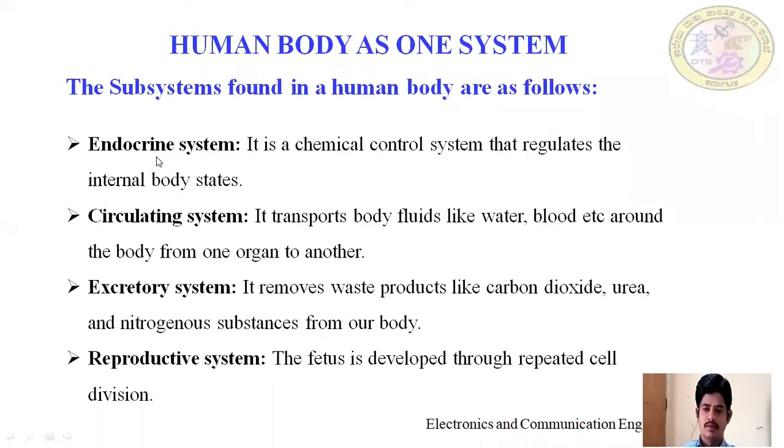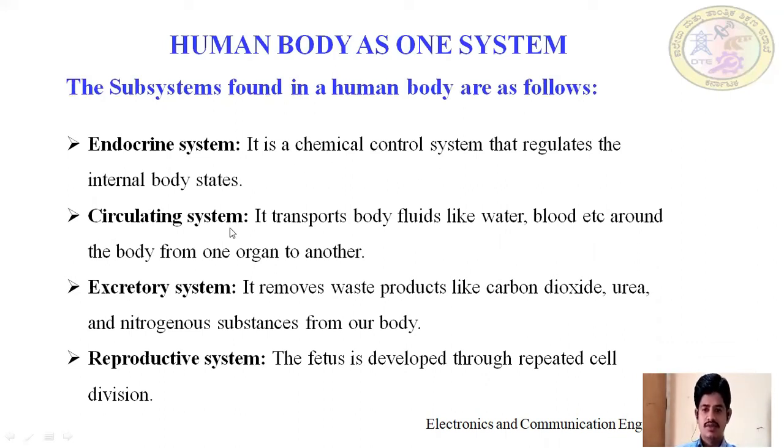Next, we have a subsystem like the endocrine system. The endocrine system is a chemical control system that regulates the internal body states. The body has to maintain its chemical balance. That will be done using the endocrine system. It regulates the internal body states.